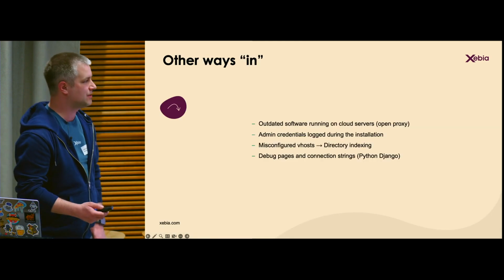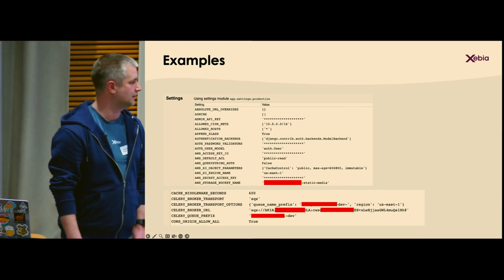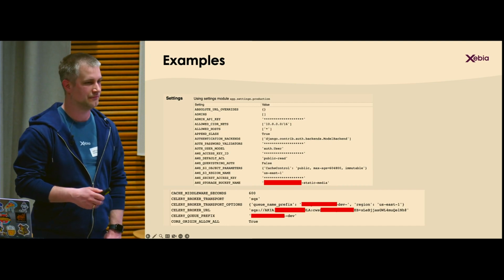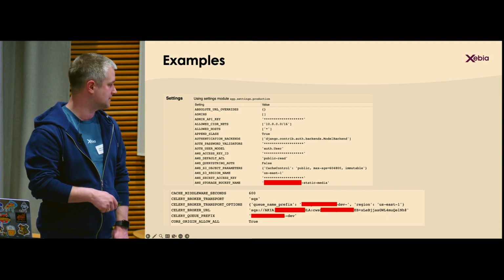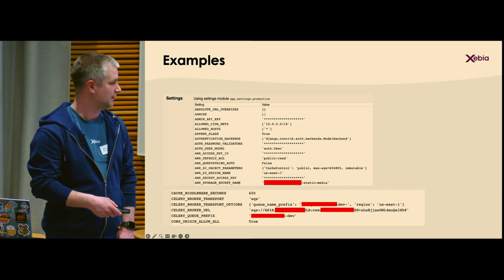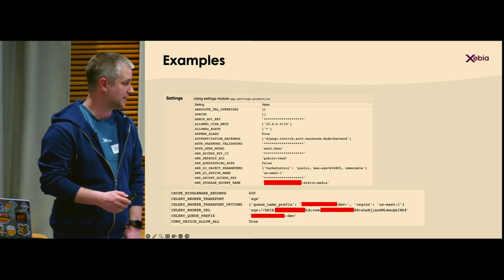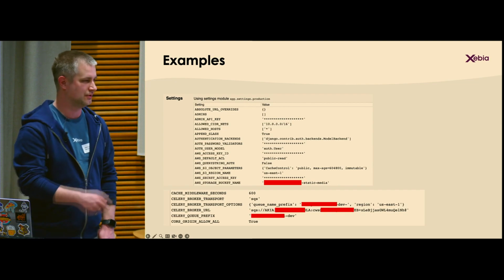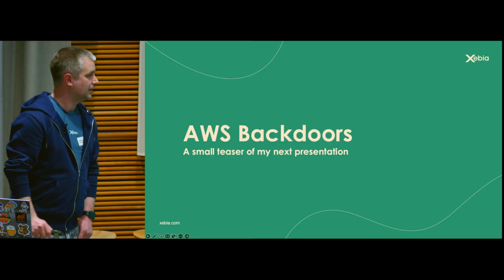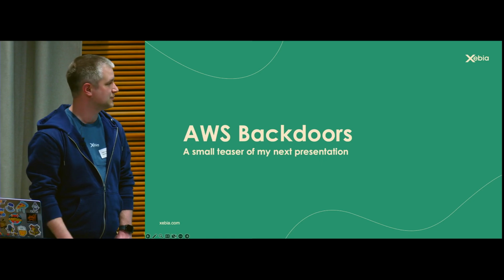Then we have debug pages and connection strings. As an example, Python Django. This one is doing a good job masking almost all sensitive information, but there's Celery broker URL that consists of access and secret key for the SQS connection string. So in many cases, these credentials not only gave me access to SQS, but other services as well. And that's all from my cloud hacking scenarios, and just a small teaser of my next presentation for this year.